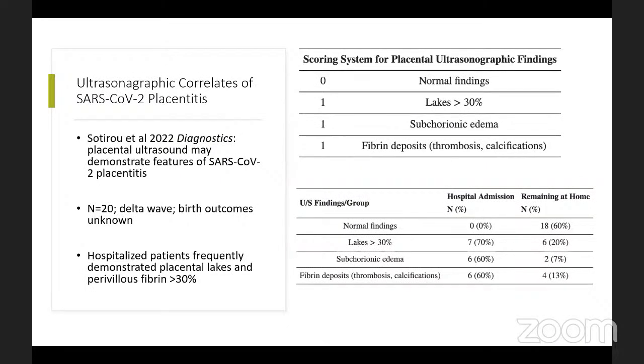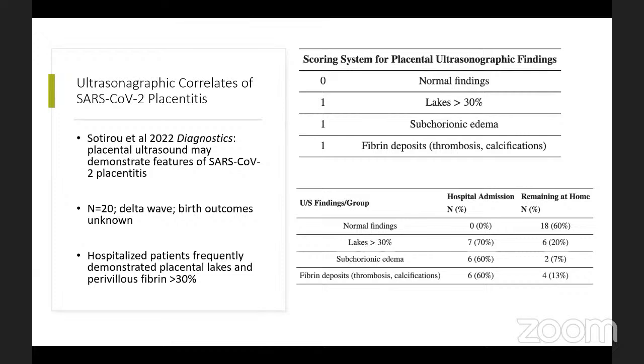So another study by Soteru et al. in Diagnostics, of course, a radiology journal, looked at whether or not they could see other features of SARS-CoV-2 placentitis, but incorporated these maternal lakes and tried to look at how these might correlate with severity of maternal infection. So they had 20 cases of infected moms during the Delta wave, and importantly, their birth outcomes are unknown. So it's unclear if their findings yet correlated with stillbirth or poor neonatal outcomes.